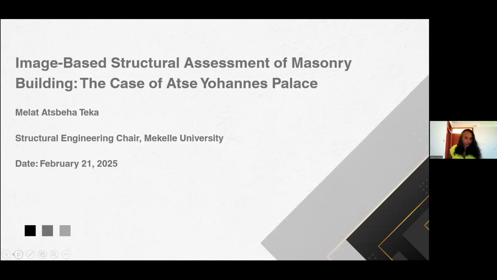Okay, good afternoon, everyone. I will be discussing about my proposal. It's entitled Image-Based Structural Assessment of Masonry Buildings, specifically the case of Yohannes Palace, which is found in Agulae, Tigray. So let's proceed to the main part. Why do we select the Yohannes Palace in the first place? It's not in a good condition, as it's a significant monument for Tigray. Due to different factors, it is in a bad state due to environmental factors, aging, and other factors.